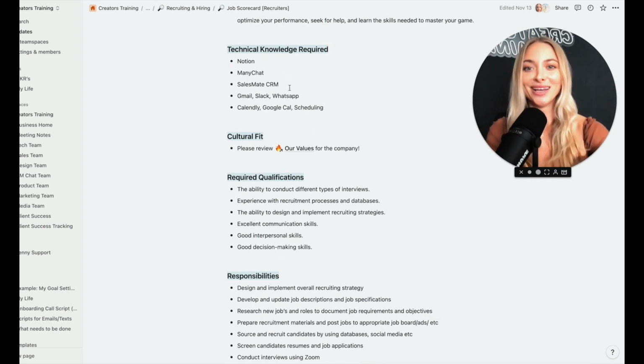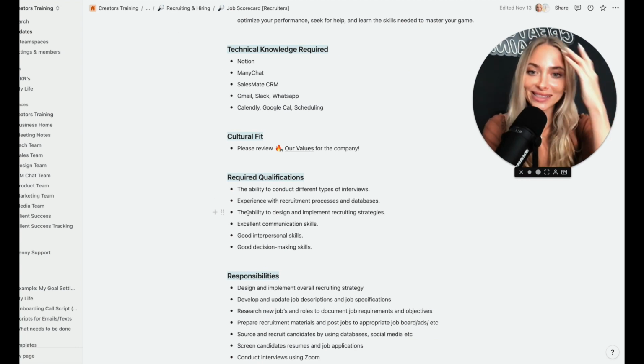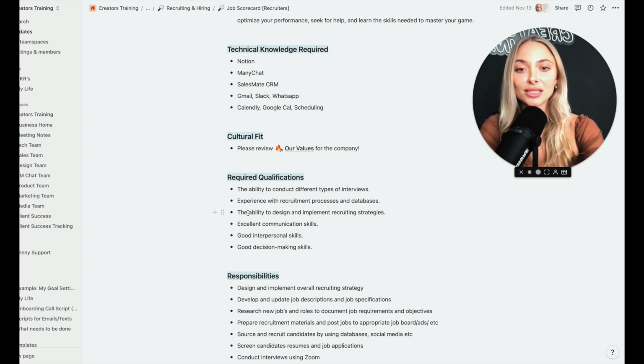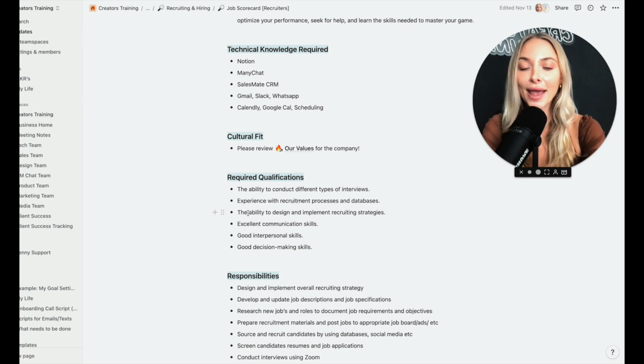And then also important, the technical knowledge required. So for example, for us, really important, Notion, that's where we have our whole company basically set up. Then ManyChat, SalesMate, that's basically our hiring CRM, Gmail, Slack, whatever, you name it.